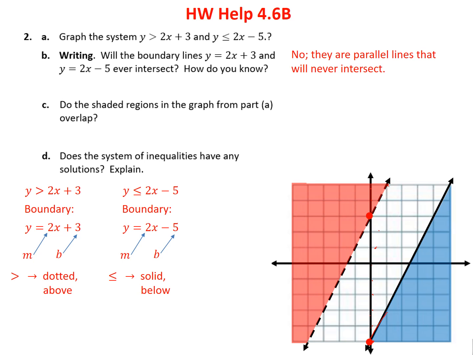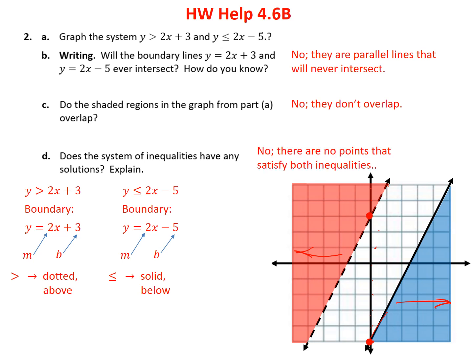Second question, do the shaded regions from part A overlap? And you can see no, the blue is going this way, the red is going this way, and so they never are going to touch. So the answer to that, of course, is no, they don't overlap. So does it have any solutions? And the answer again is no. There are no points that are both below this line and above this line. So there are no solutions for this system.